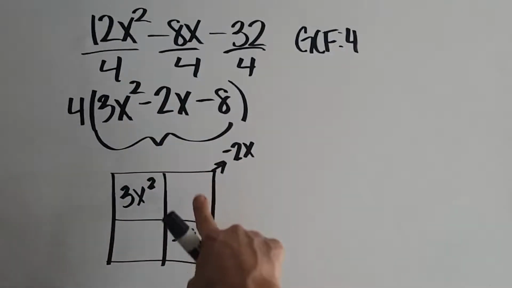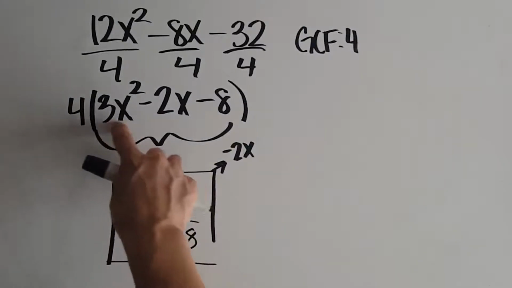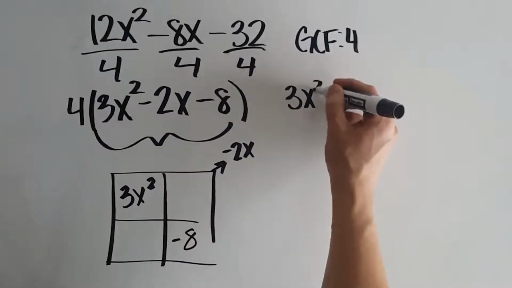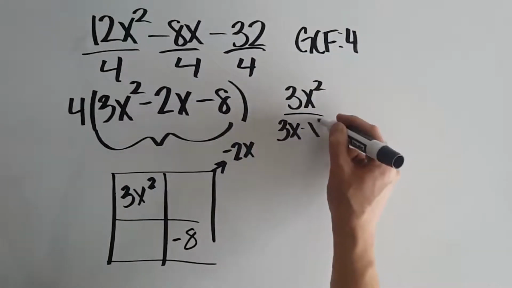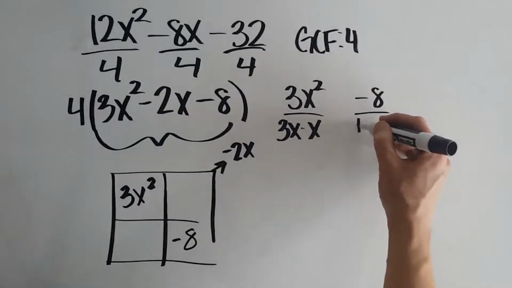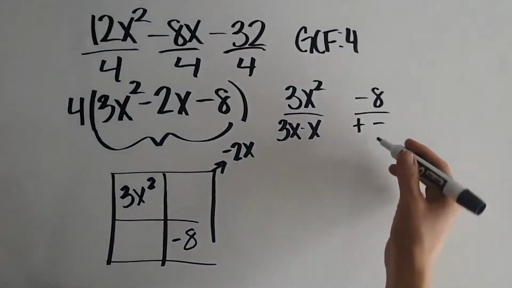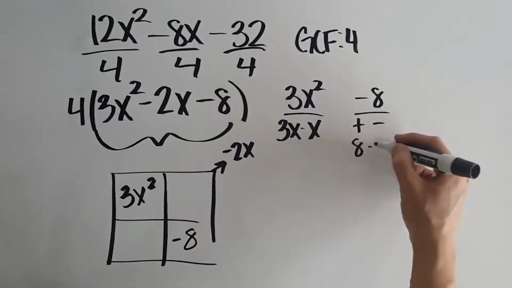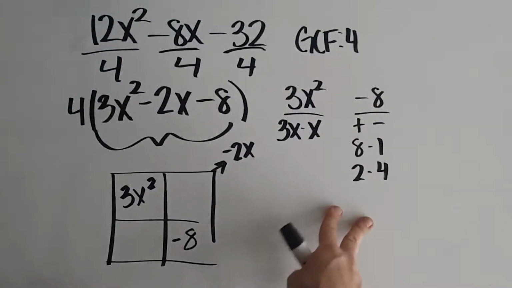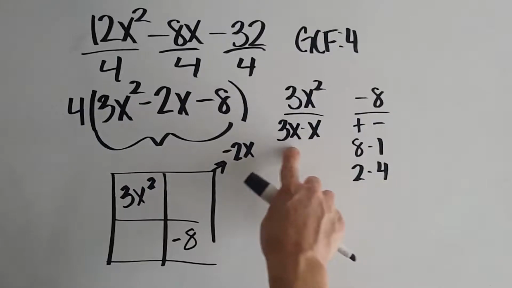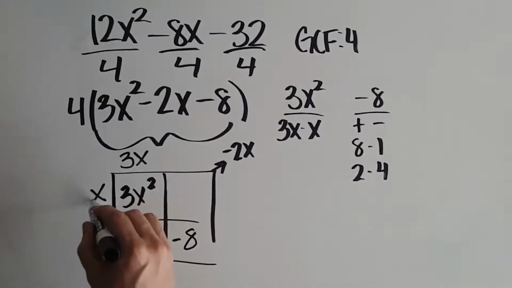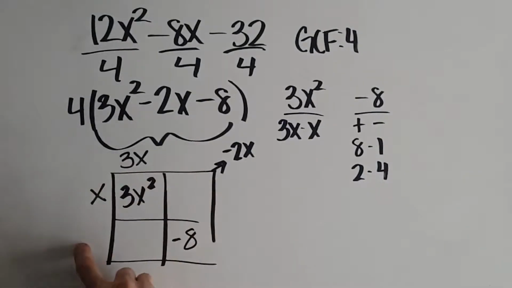So to figure out what goes in here, we need to come up with the factor pairs of A and C. Things that could multiply to be 3x squared are 3x and x. Things that can multiply to be negative 8, and we know it's negative, so one of our signs is positive, one is negative, could be an 8 and a 1 or a 2 and a 4. And so we're going to start by guessing. Since there's only one option for 3x squared, I'm going to put those on here, 3x and x. But now we've got to figure out what goes here.